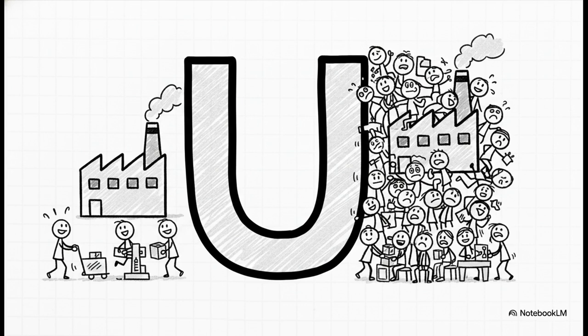Imagine you start a smartphone company in a tiny garage. Your rent and machine costs per phone are really high. But then you scale up. You upgrade to a giant automated factory. You start bulk buying microchips. And suddenly your cost per phone drops from 20,000 down to just 8,000 rupees.